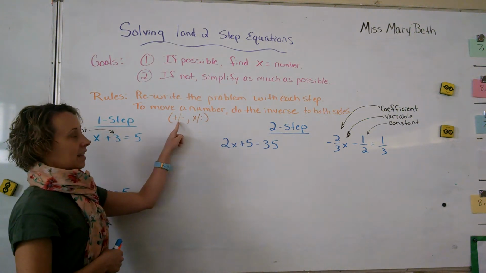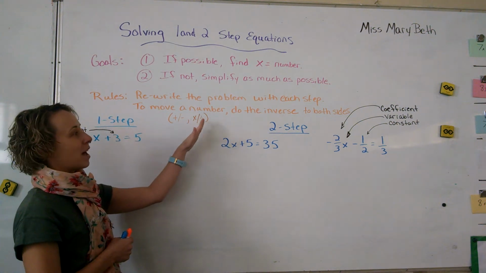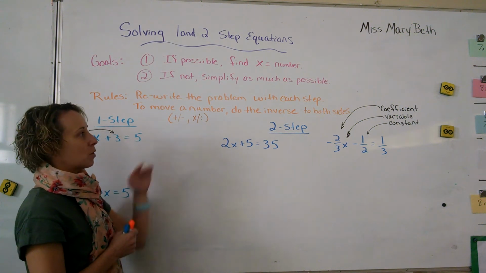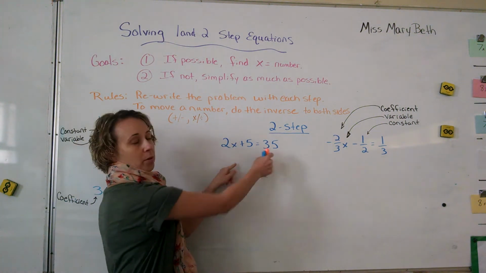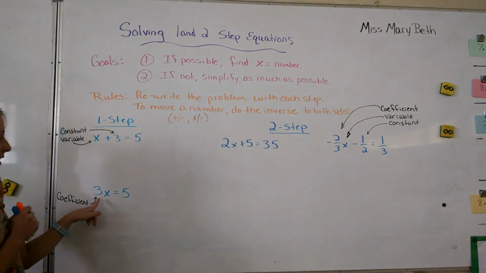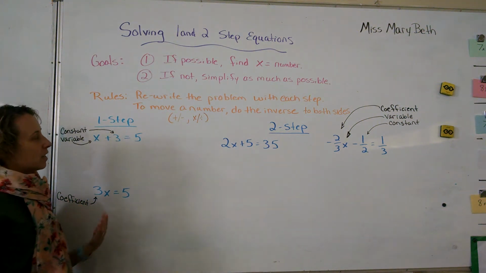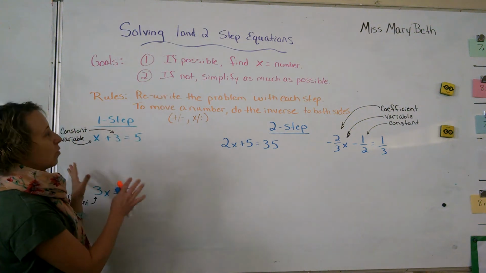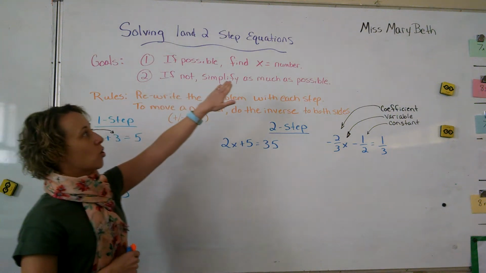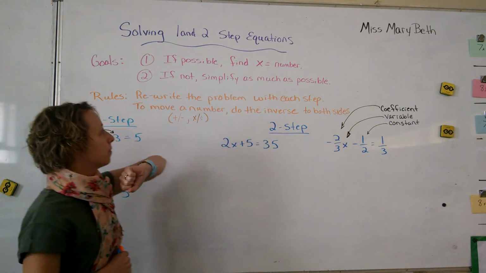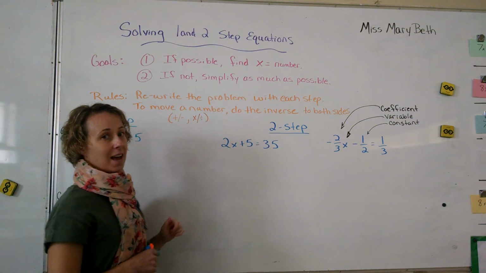The inverse of adding is subtracting. The inverse of subtracting is adding. The inverse of multiplying is dividing. The inverse of dividing is multiplying. So if I'm adding, I'm going to subtract on both sides. If I'm multiplying, I'm going to divide on both sides. That might sound a bit confusing, but this is what we're doing, and let me show you how it works. We're going to rewrite the problem with each step. Our goal is to get down to x equals a number, and we're going to move the numbers around by doing the inverse to both sides.